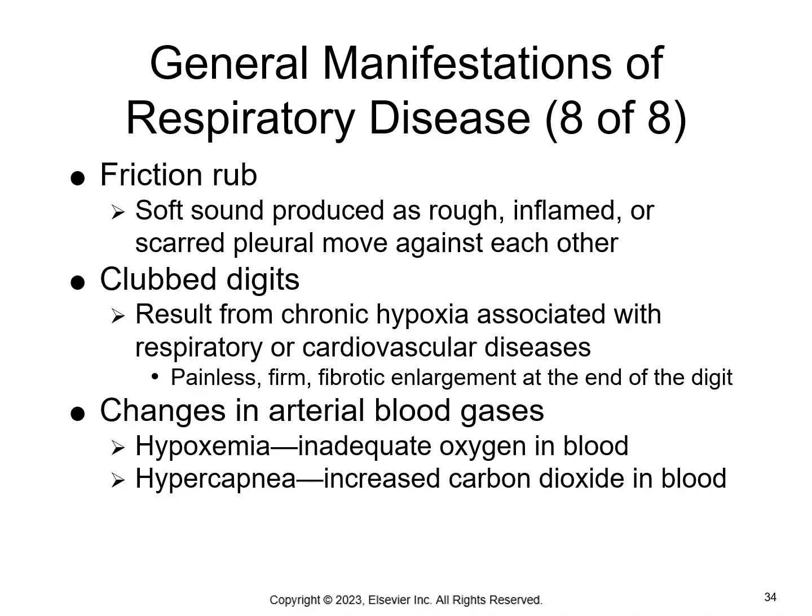Changes in the ABGs: hypoxemia refers to inadequate oxygen in the blood. Hypoxia is inadequate oxygen to the cells. Okay, so hypoxemia is in the blood. Hypoxia is to the cells.